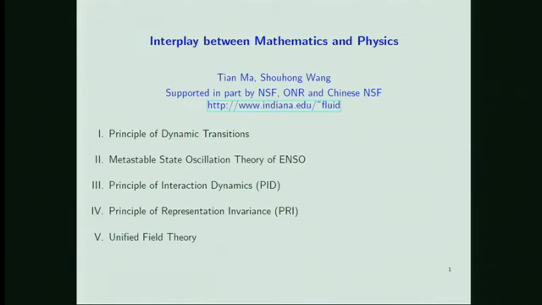Opportunity to speak here. This is joint work with my collaborator Tianma, and we both graduated from Lanzhou University in the northwest part of China, near the Gobi Desert. We had the same advisor, so we graduated in the same period of time, and he's currently at Sichuan University in China. We have been collaborating on many things for about 17 years.